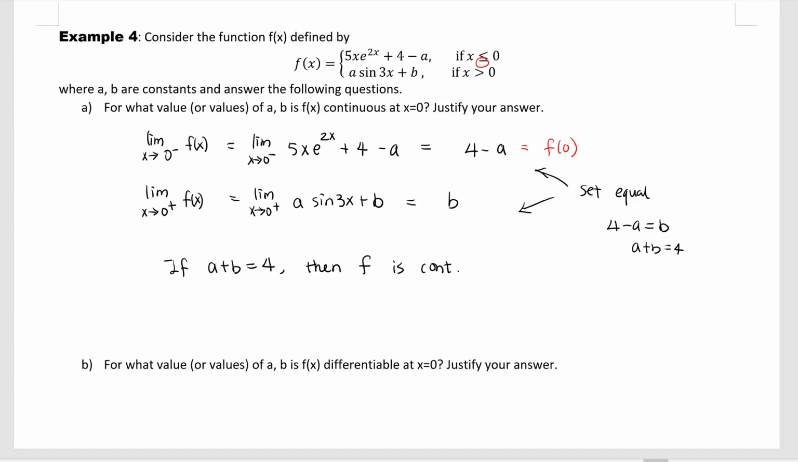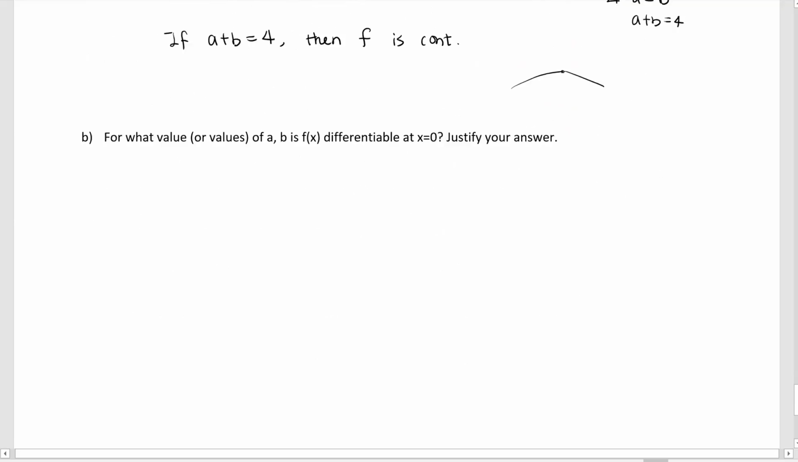F is continuous everywhere, right? Because f is continuous on those two pieces. Now we make sure the two pieces agree, so we won't have a picture like this. This is a jump discontinuity. We make sure those two pieces agree, so then f is continuous everywhere. Okay, that's part A. So that's what we have done before. Okay, so part B is something new.